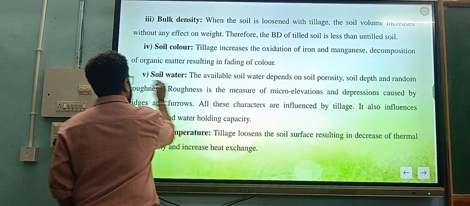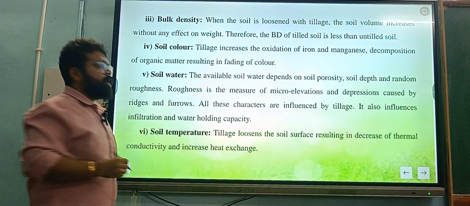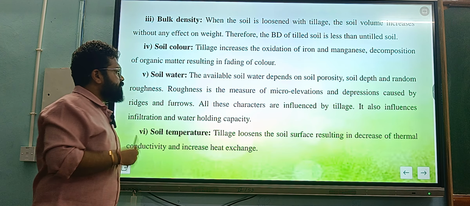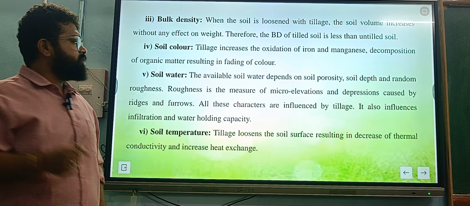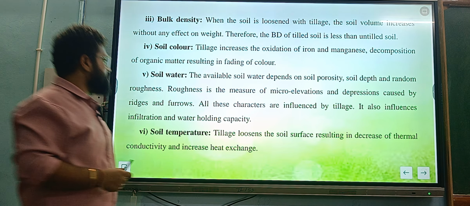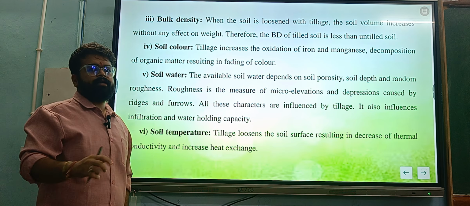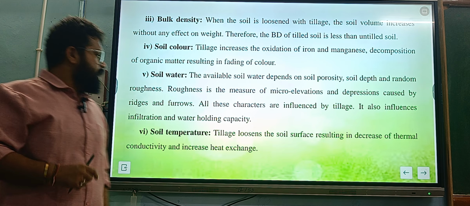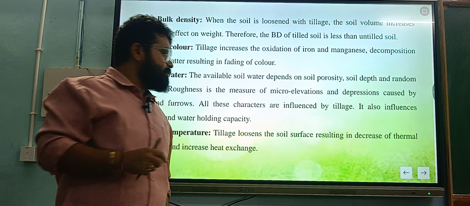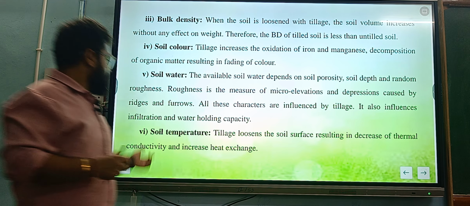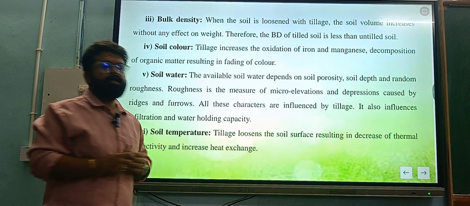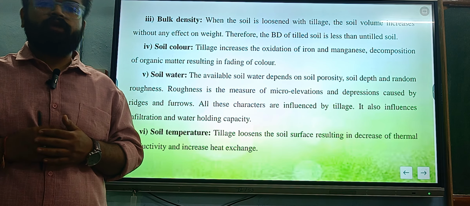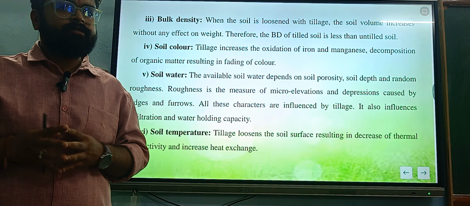Then soil water. The available soil water depends upon the soil porosity, soil depth, and random roughness. Roughness is a measure of micro elevation and depression caused by the ridges and furrows. All these characters will influence the tillage. In soil temperature, tillage loosens the surface soil, resulting in decrease in the thermal conductivity and increase in the heat exchange.